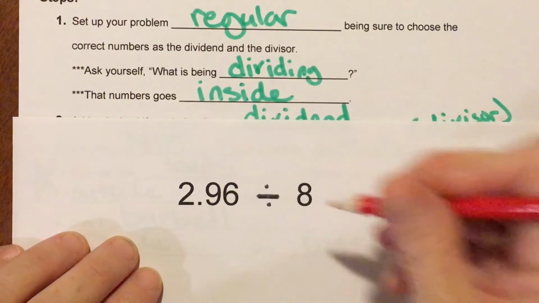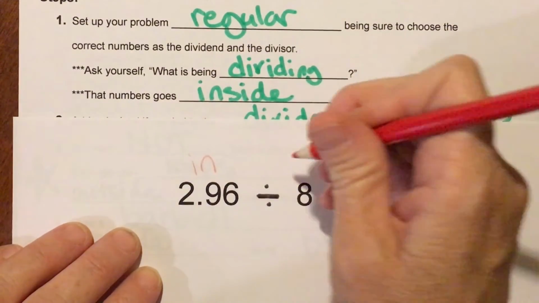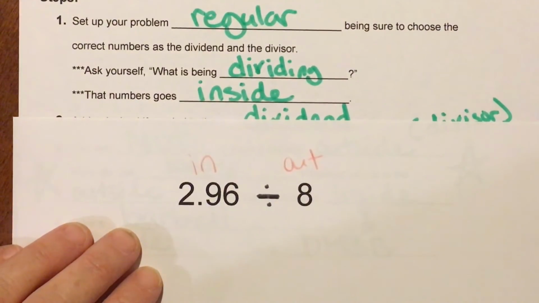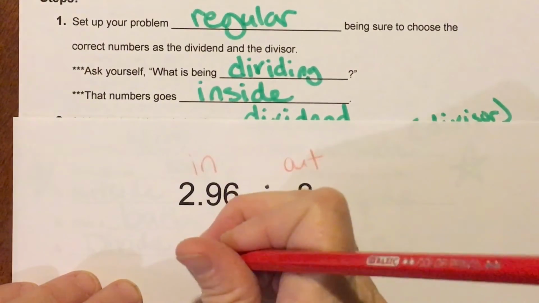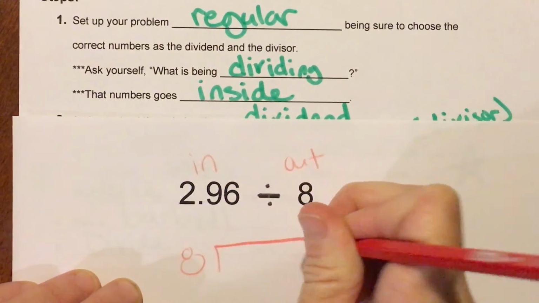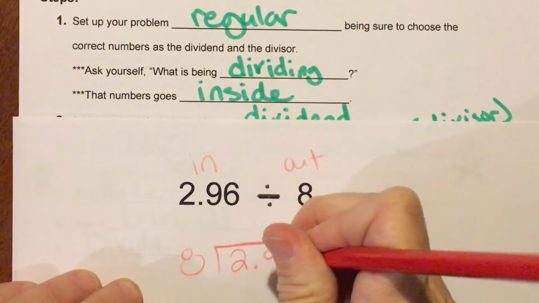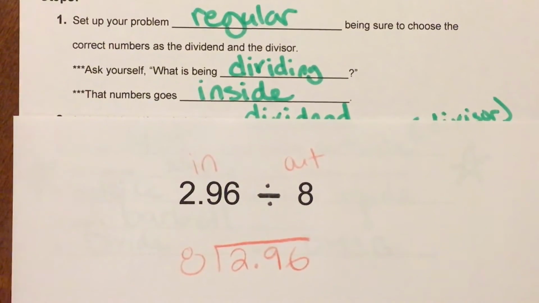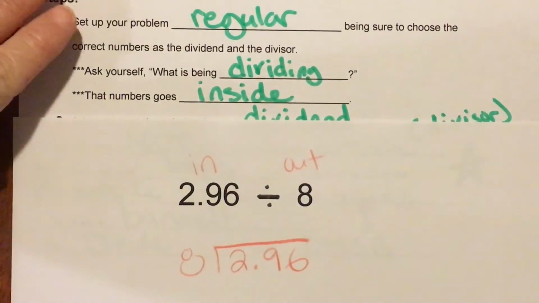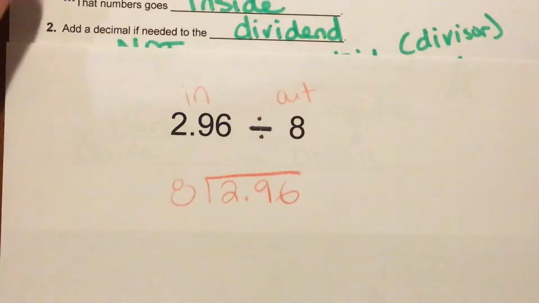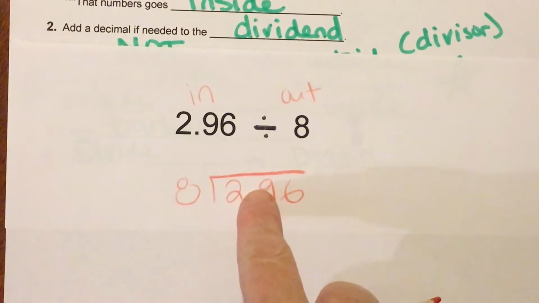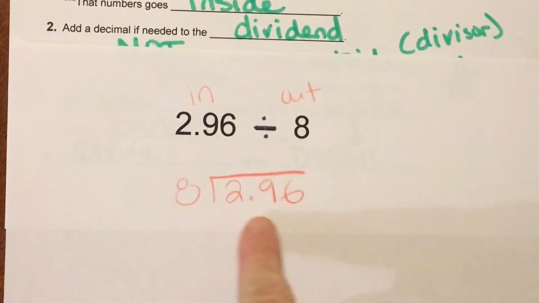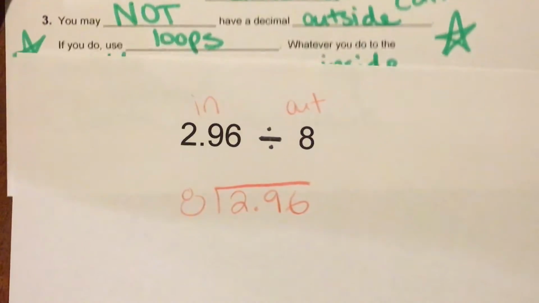Well, I'm going to use in and out to help me with this. So I'm going to know that one goes in and that one goes out. Okay, so I'm just going to set it up. And I'm ready to go. Step 2 says add a decimal if needed to the dividend. And remember that in word. Well, this one already has one.